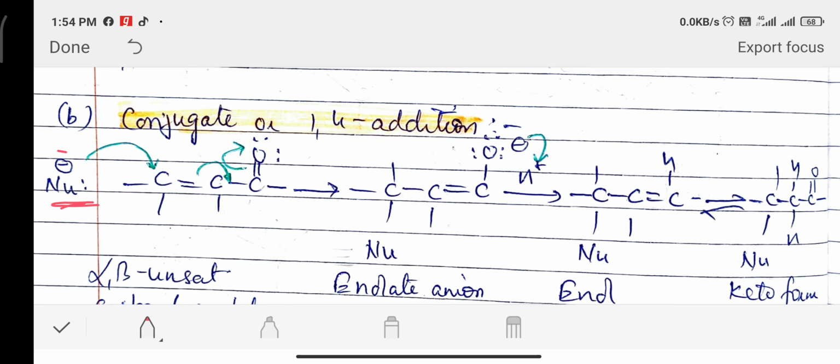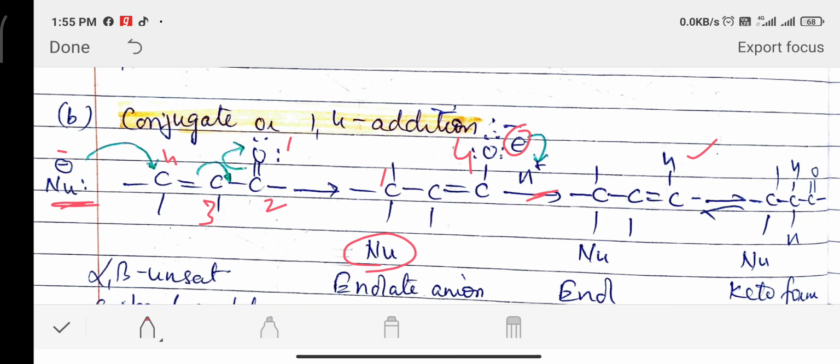now attaches to the fourth atom: 1, 2, 3, then 4th. The nucleophile is attached to the 4th atom, and then the pi electrons move to this carbon and then to oxygen. So the oxygen now carries the negative charge after the addition of the nucleophile. So it is first, 2, 3, 4. First carbon and then the 4th atom has the negative charge. The other part, H positive, will now get attached to this oxygen carrying negative charge.